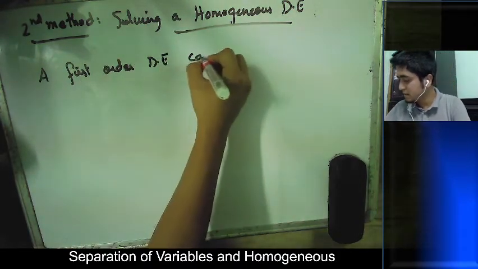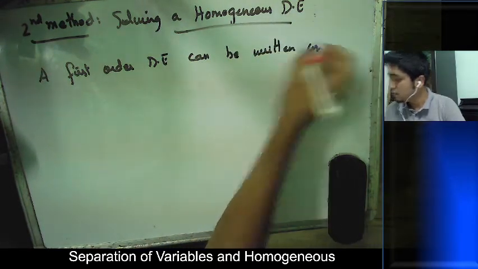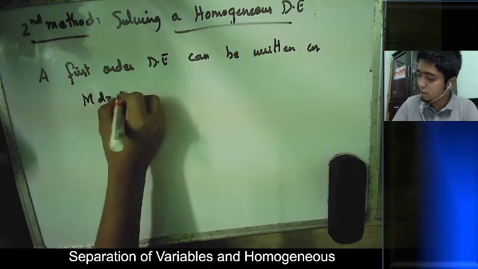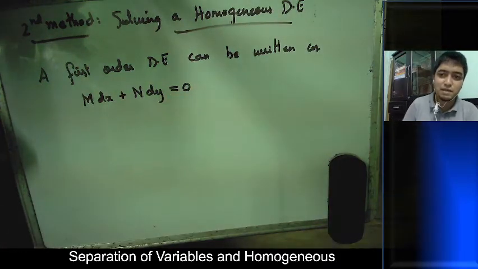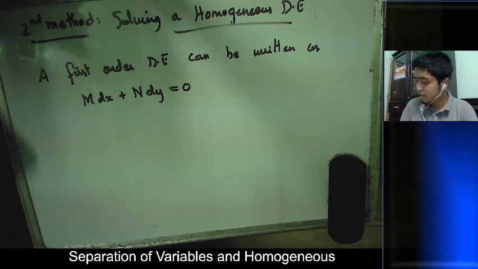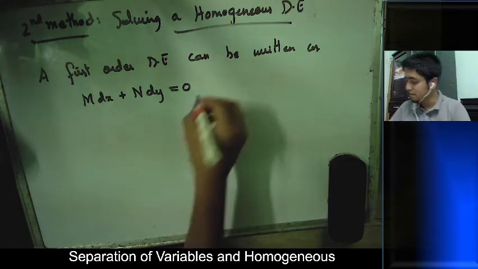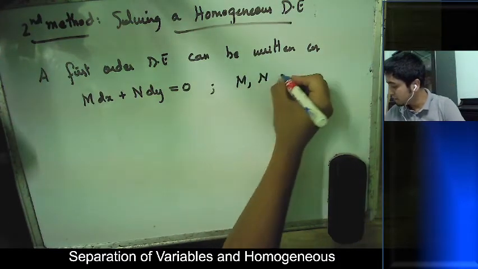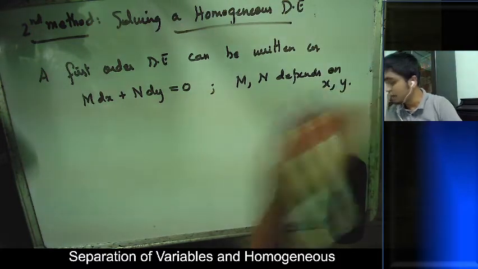A first order differential equation can be written as M dx plus N dy is equal to 0, as we had seen in the previous example. It contains only one derivative, that is why it is a first order differential equation. M and N depend on x and y.